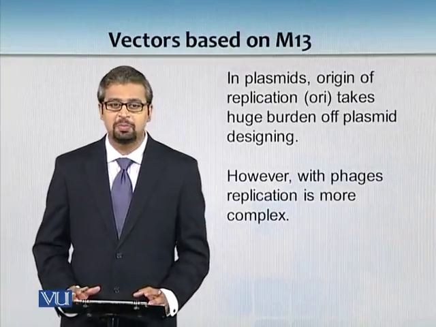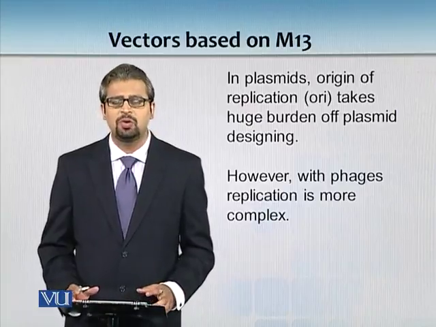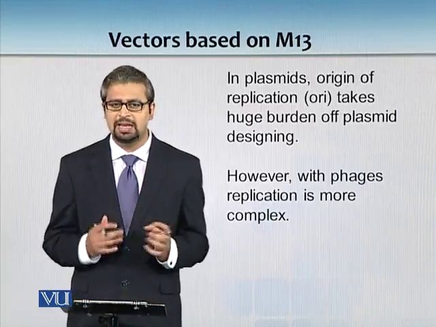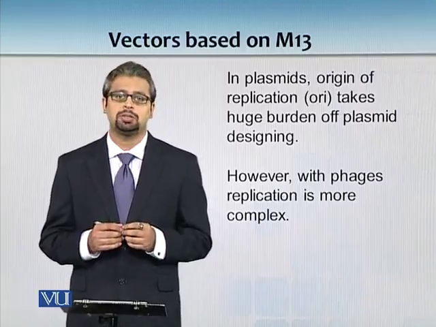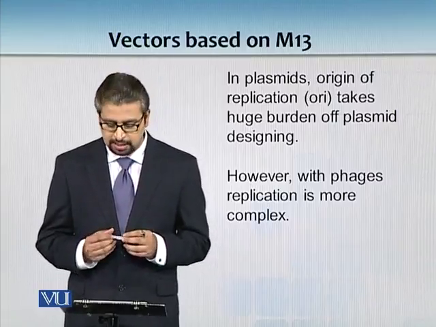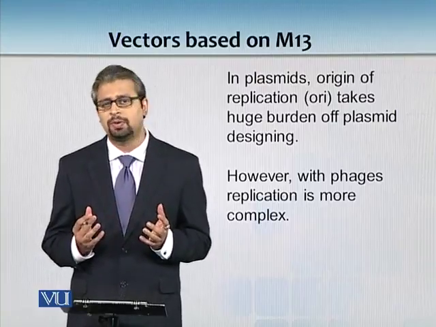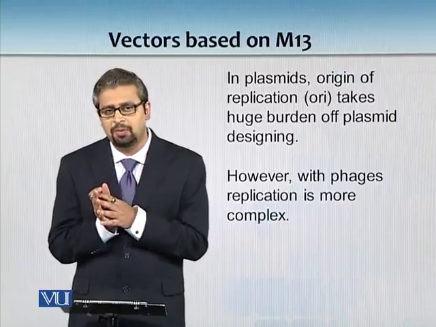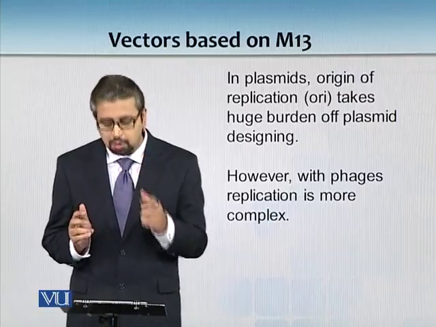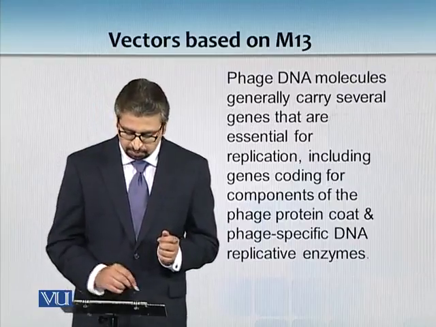Let's design a vector based on bacteriophage M13. Now we know that one of the most important things required for any vector is the origin of replication, because it has to replicate from somewhere. In bacteria, a small ORI takes a huge burden off because it's just a small sequence which can do it for bacteria. But when we are talking about phages, replication is much more complex.